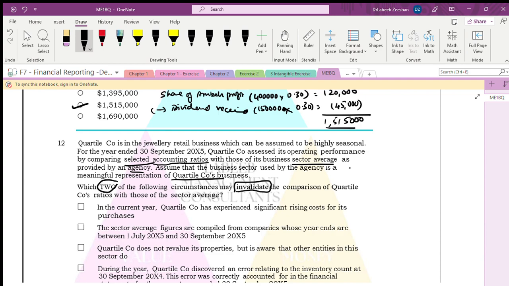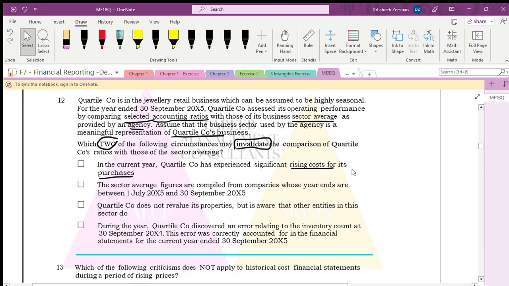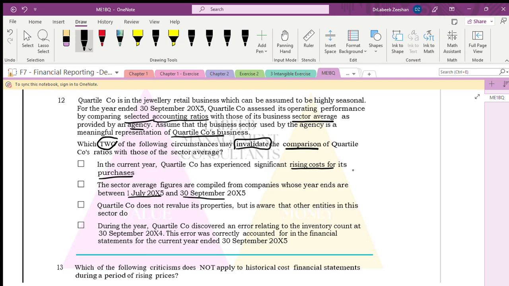Now, in the current year, Quartile has experienced a significant rise in the cost of purchases. We are making a comparison. When you are making a comparison, make it a point. Here we are not making a comparison. Quartile has expressed this. They are not talking about it. We have to think about the sector average figures compiled from companies whose year end is between 1st July and 30th September 2005.